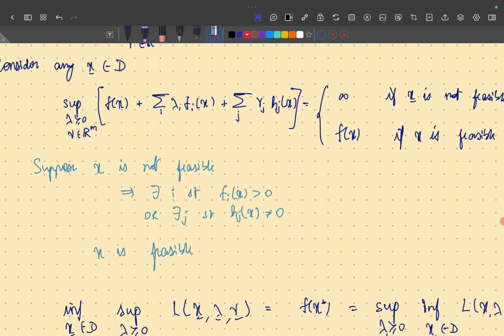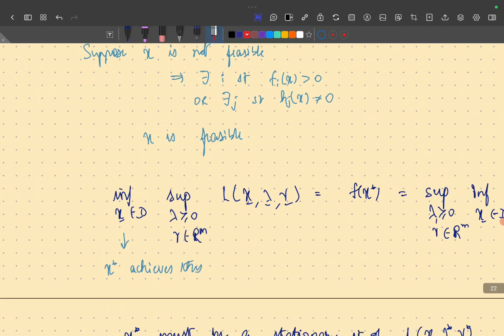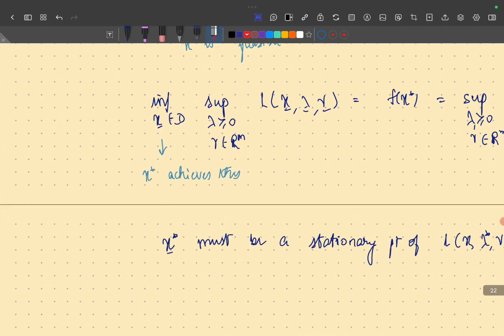Because lambda is not going to be an unconstrained minimizer of the objective function. Lambda star is not necessarily a stationary point of the Lagrangian. X star is a stationary point of the Lagrangian. That's something special about x star.